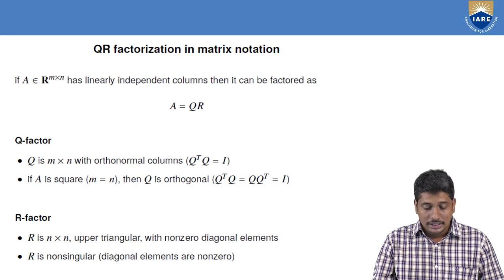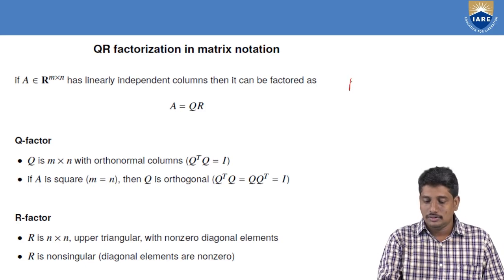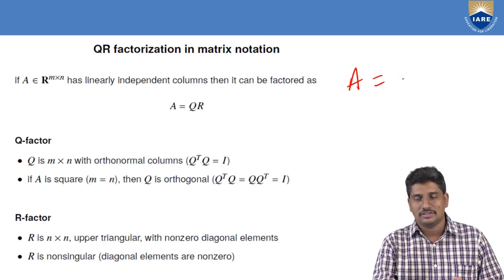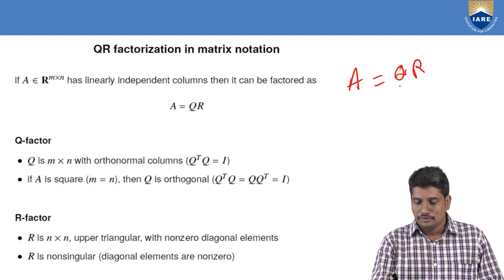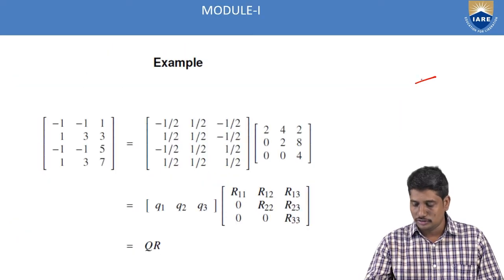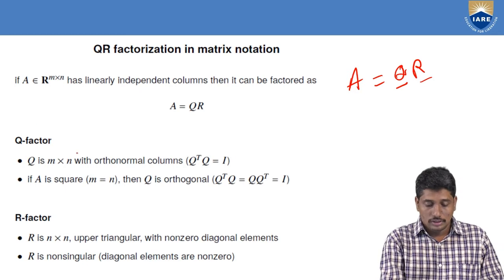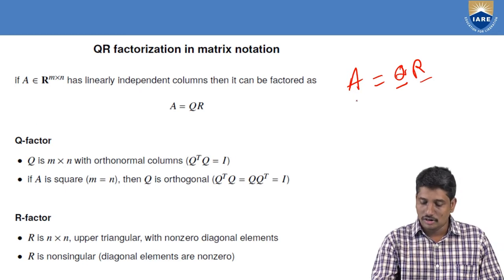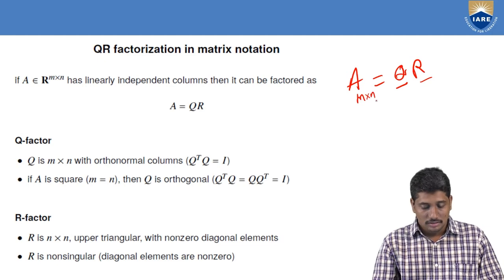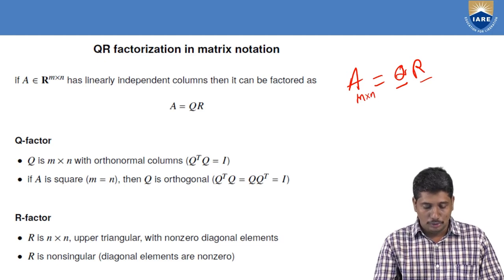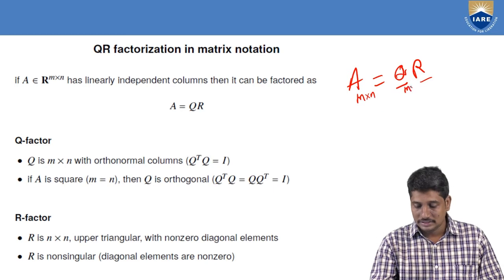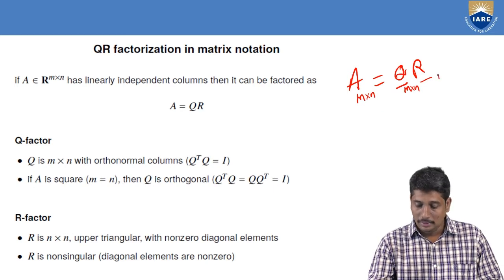Okay. So, here we can reduce any given matrix, whether it is square or rectangular, by decomposing it into a product of two matrices. The first matrix is called the Q factor and the second matrix is called the R factor, where Q is orthogonal and R is upper triangular. So, if the order of A is m by n, then we can decompose A into Q into R, where Q is an m by n matrix and R is an n by n matrix.